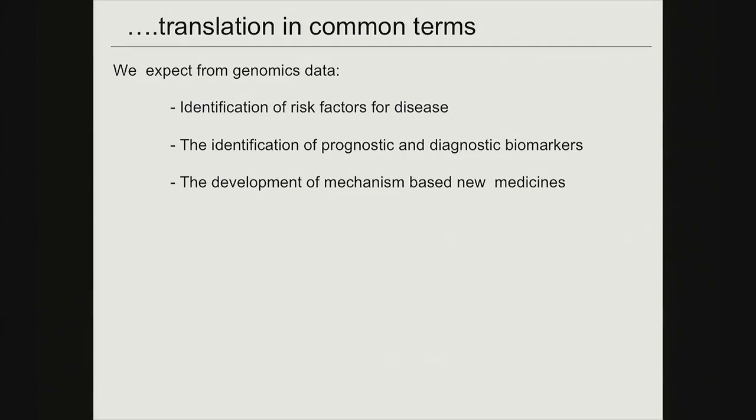So to translate this press release into some common terms, we expect from genomics, or Clinton and Blair expected from genomics at the time, that risk factors of disease could be identified by reading through the sequence, feeding the sequence into a computer, and then out comes a prediction. That prognostic and diagnostic biomarkers would be apparent, and that mechanism-based medicines would emerge. So again, here I think we're doing quite well, and here we're not doing so well.